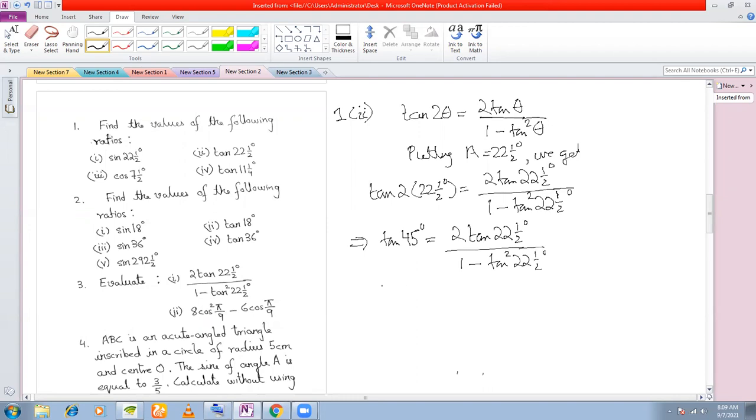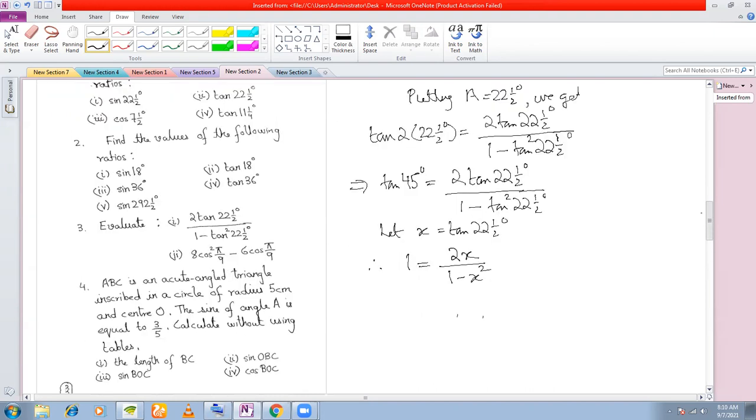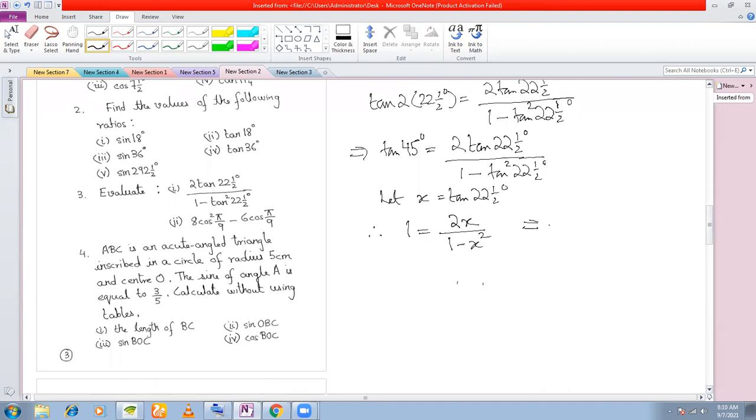Okay. Now if I assume for simplicity's sake, let x is equal to tan 22 and a half degree. Therefore, what do we get? Tan 45, the value of tan 45 is 1. We get 2x by 1 minus x square, right? So that now if you see, we are getting a quadratic in x. Now if you cross multiply, get 1 minus x square is equal to 2x. That means now you're getting x square plus 2x minus 1 equal to 0. This is the quadratic that you are getting.